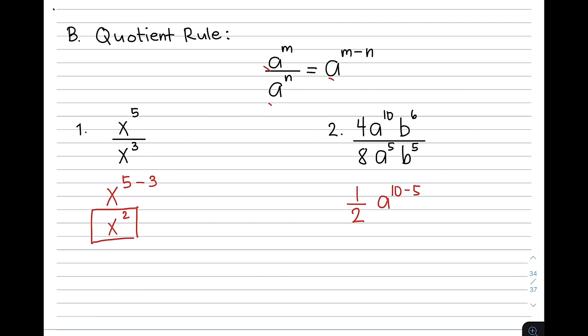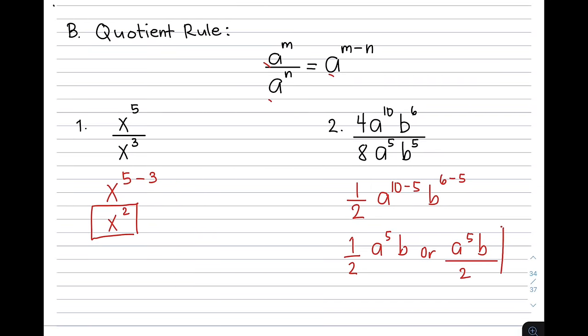And then, as you can see, for the other variable, parehas yung ating b. Copy your variable b and then subtract the exponents. That will give you 6 minus 5. And simplifying the exponents, that will give you 1 half a raised to 5 b raised to 1. At since 1 lang yan, hindi nyo na kailangan sulat yan. Or pwede rin natin sulat yung sagot natin as a raised to 5 b over 2. These are the possible answers for item number 2.